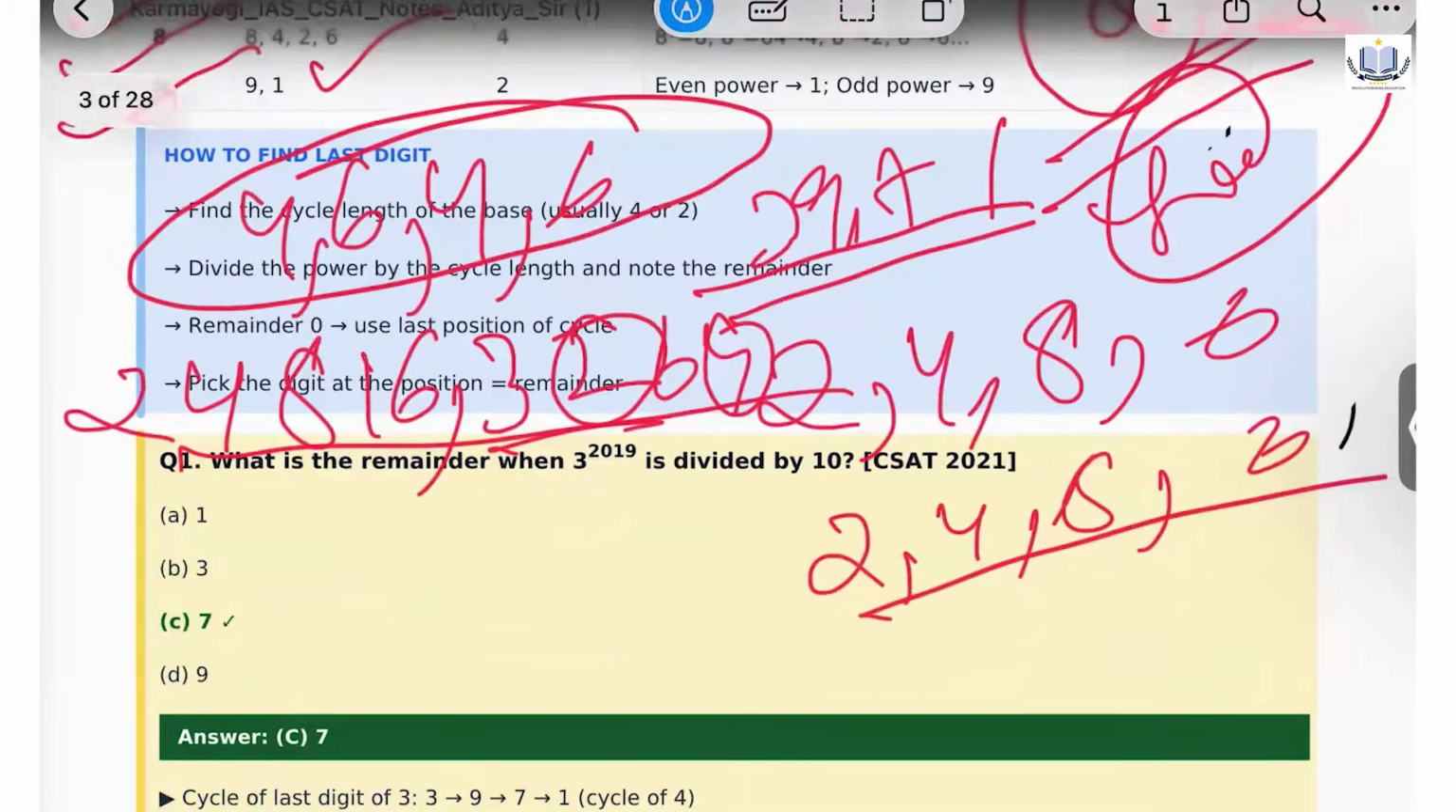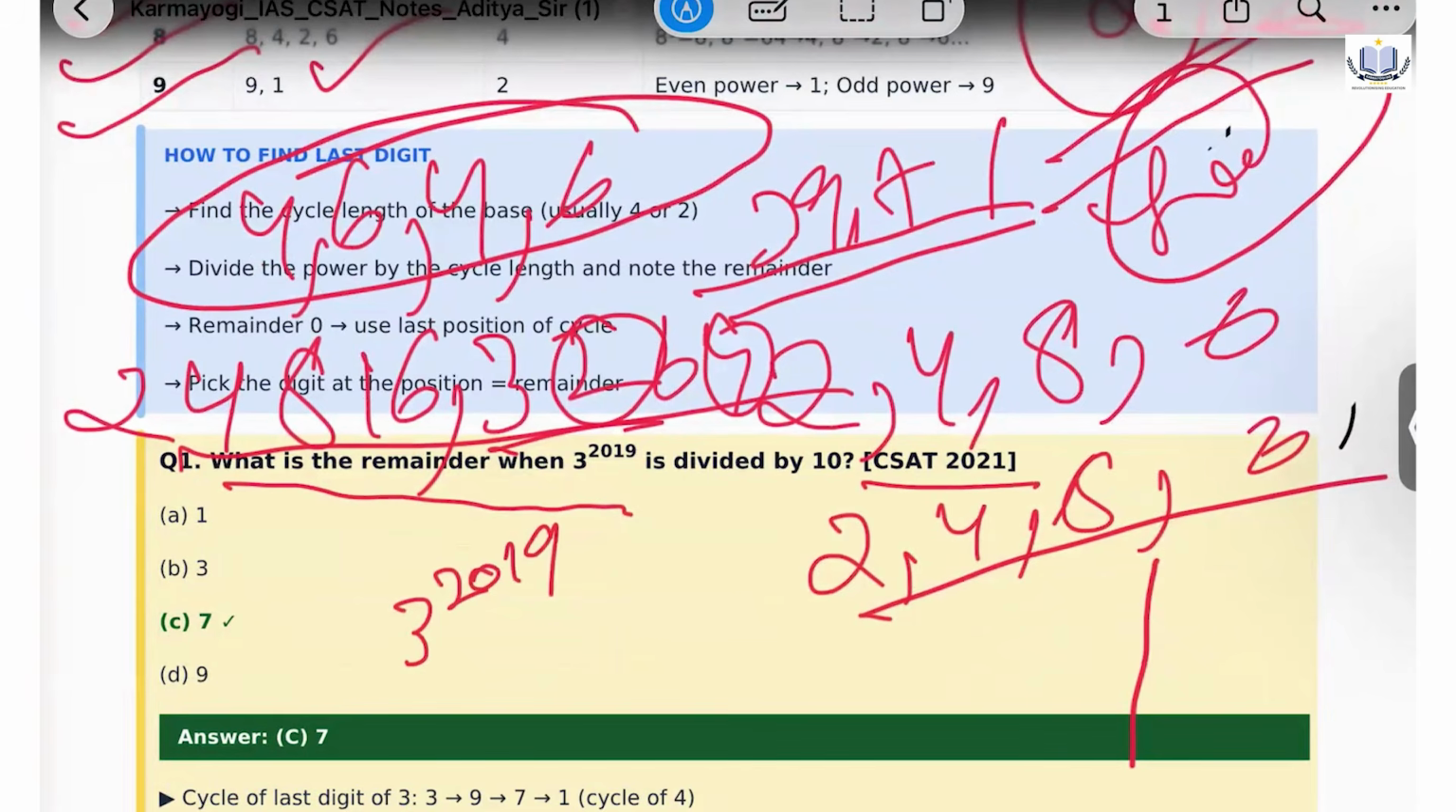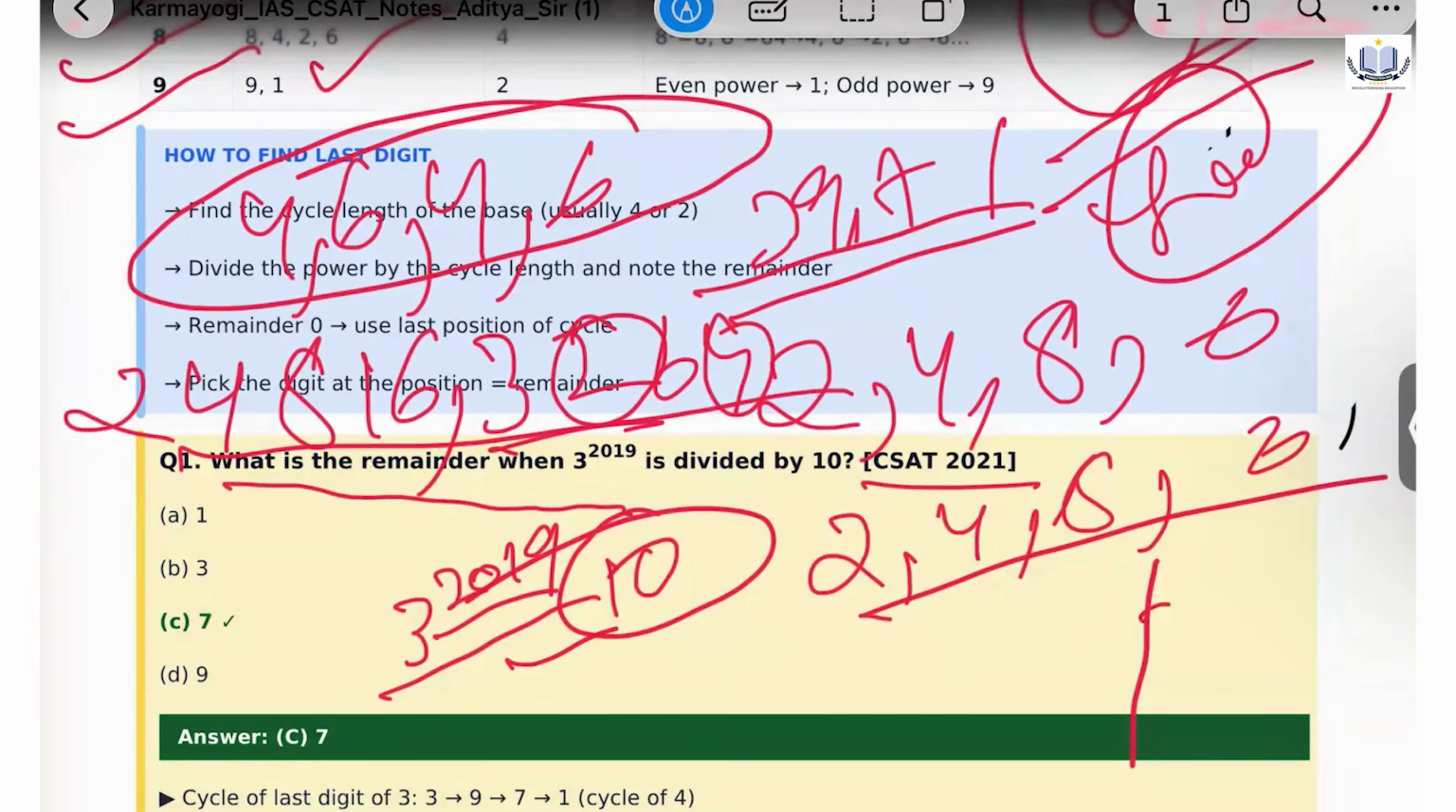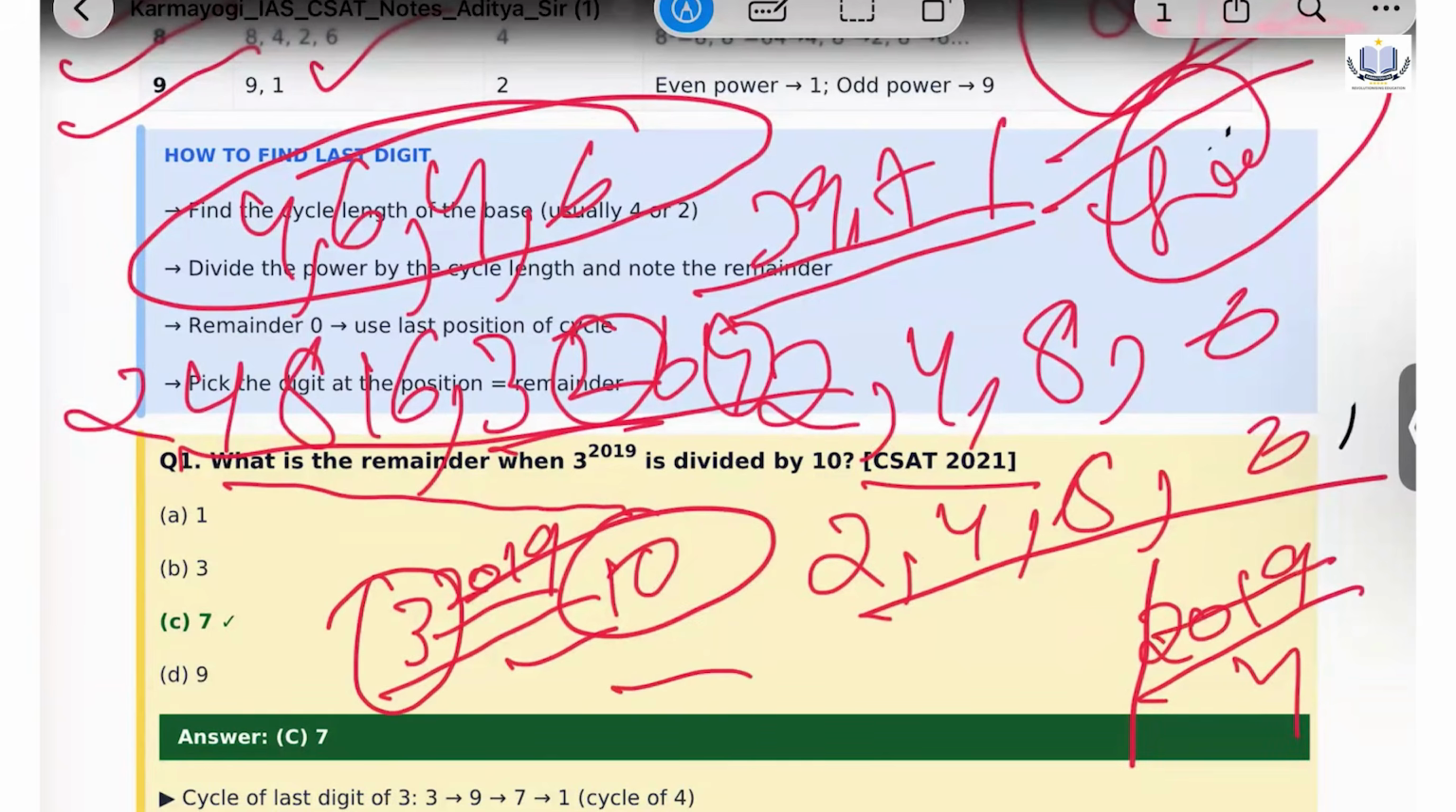And why are we doing all of this? What is the reason we are doing this? The reason is such type of question which comes in CSAT. What is the remainder of 3 to the power 2019 divided by 10? Now the first step, what you have to do is that you have to divide 2019 by 4, because the power of 3 repeats in a block of 4. So when you divide by 4, you will get the remainder as 3.